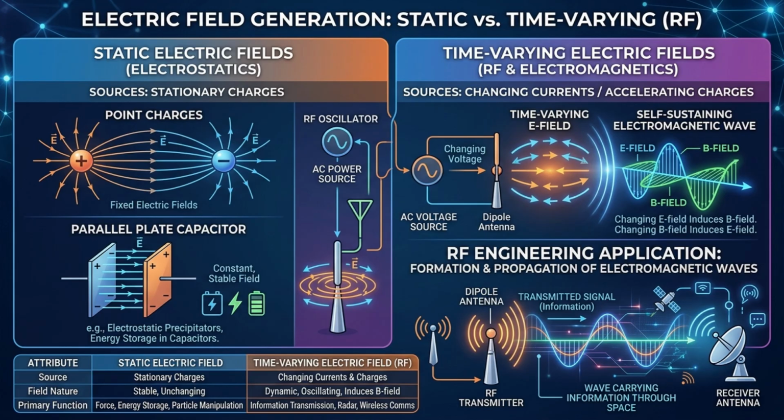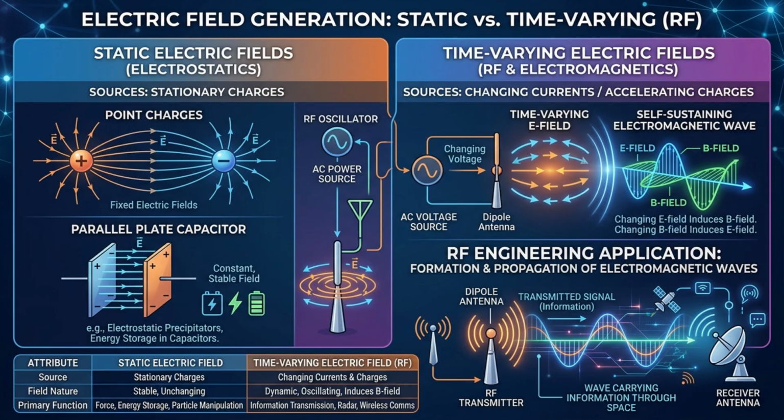Electric fields can be generated by static charges or by changing electromagnetic systems. In RF engineering, time-varying electric fields are especially important because they participate in the formation of electromagnetic waves that carry information through space.